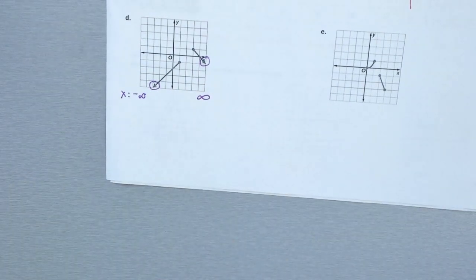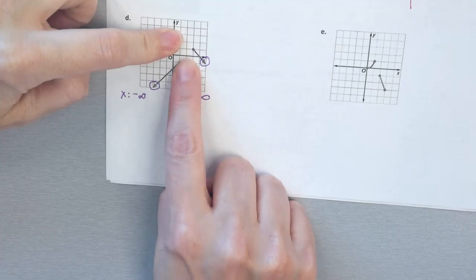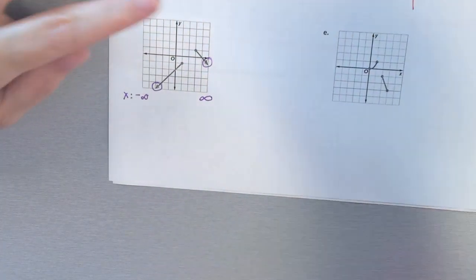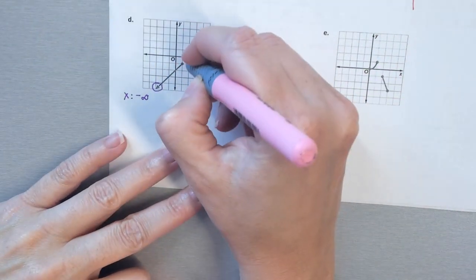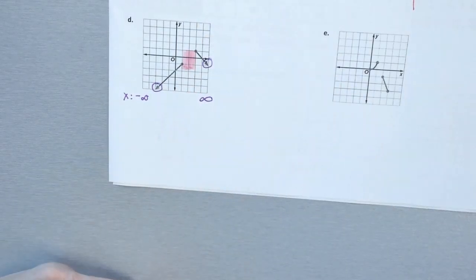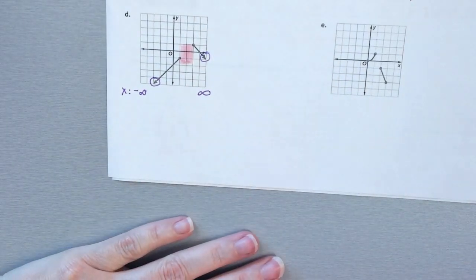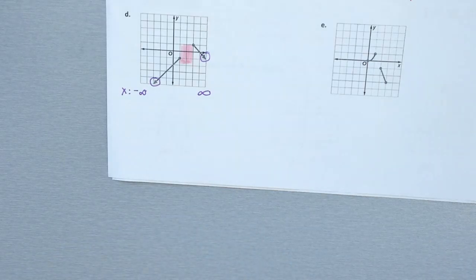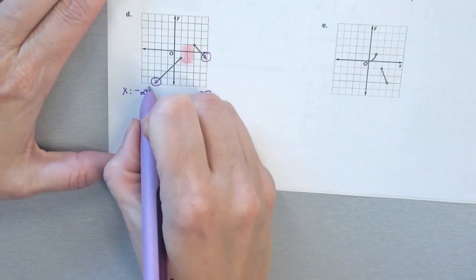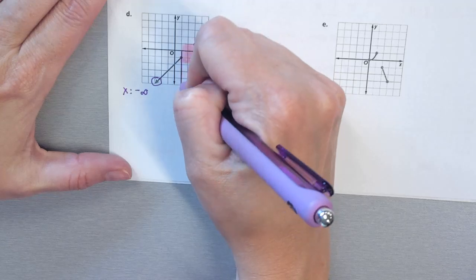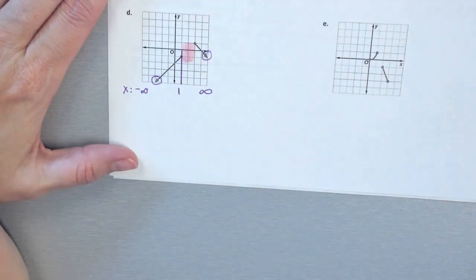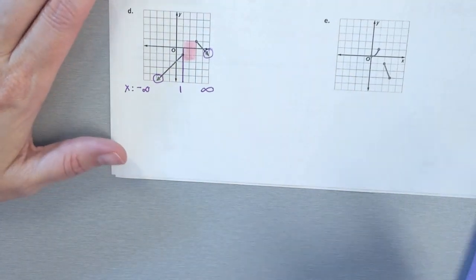But the domain is not all real numbers. If it was all real numbers, it would include all of this here. But can you see there's a gap that's happening here? So it can't be all real numbers. What we're going to have to do is use two intervals. So this goes from negative infinity up to 1, and then we have a gap.